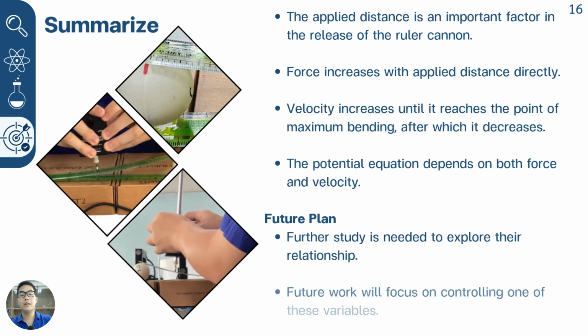In conclusion, applied distance is crucial for the ruler cannon. Force increases with the distance, and velocity peaks before decreasing due to the potential energy behavior. In future work, we will explore more about force and deflection factors that affect the potential energy.